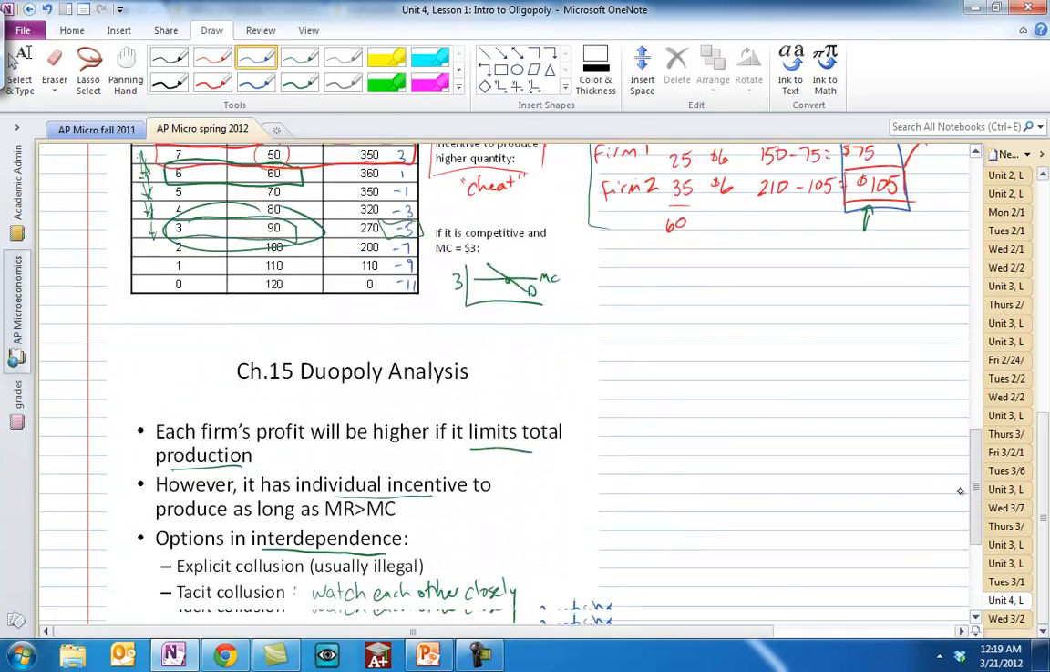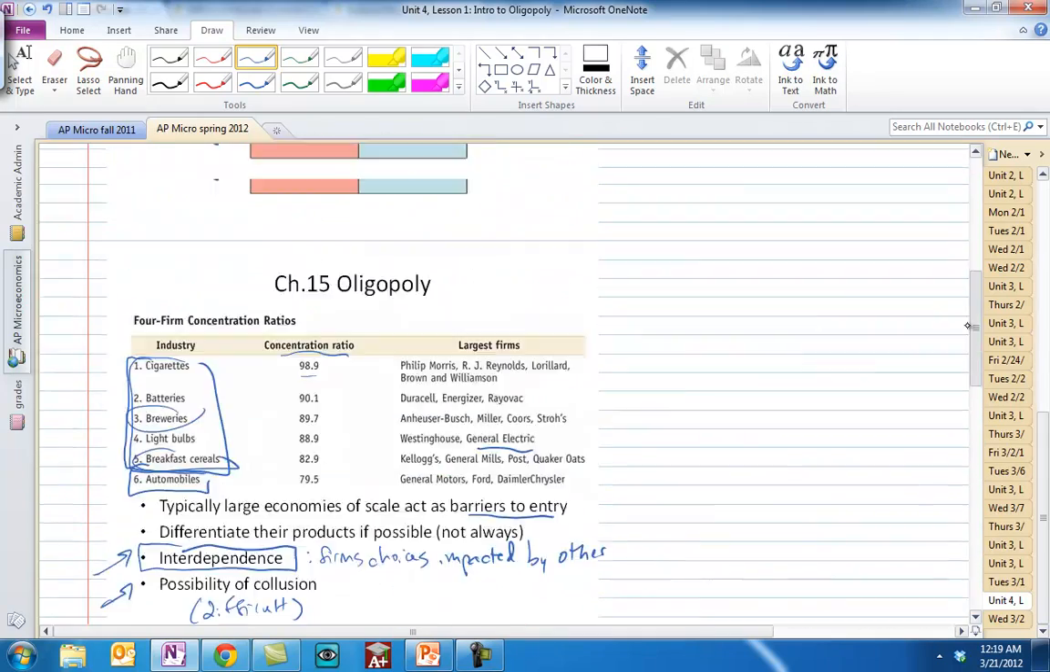Okay, we'll stop there before we go on to more with oligopoly, and we'll do some of this in class.